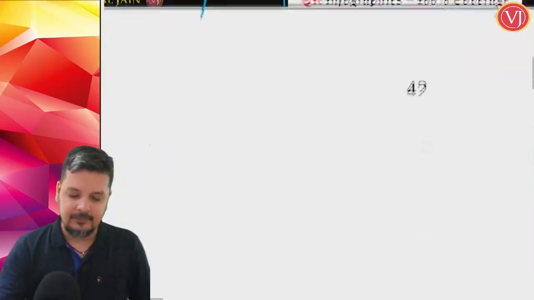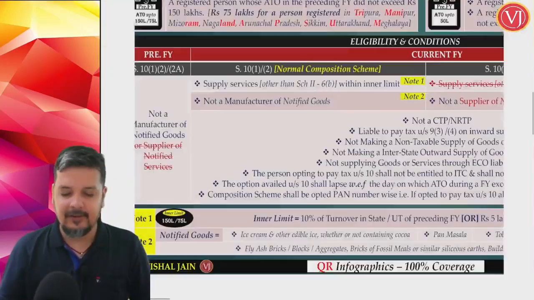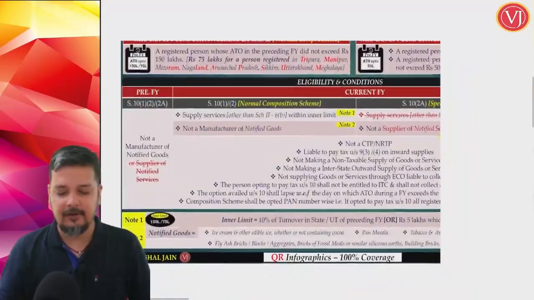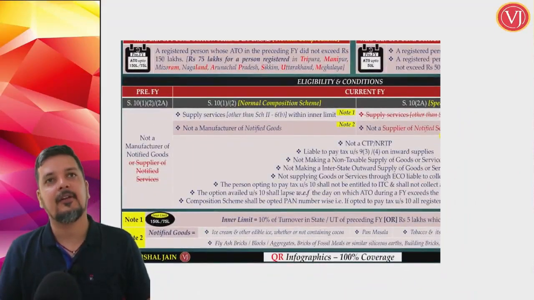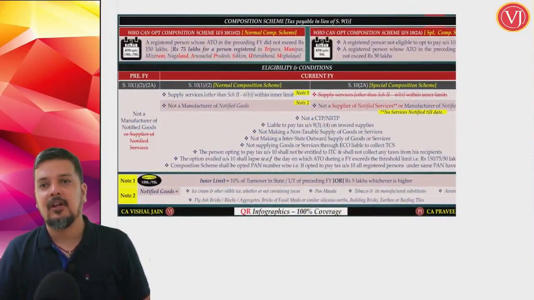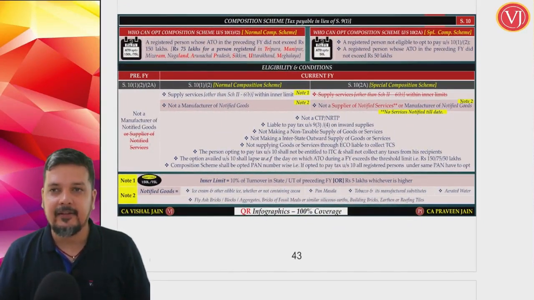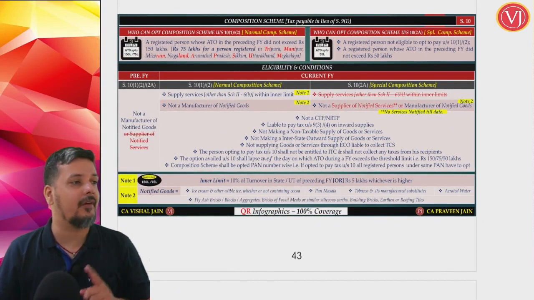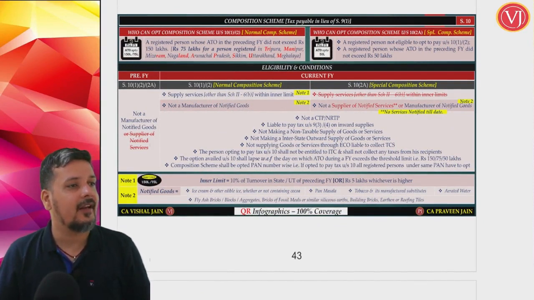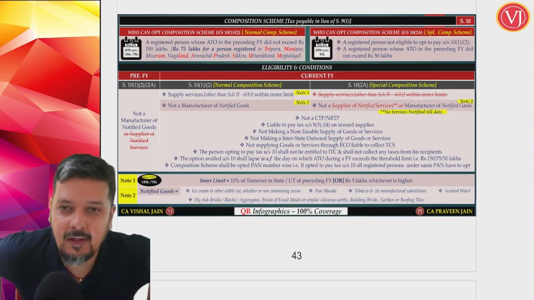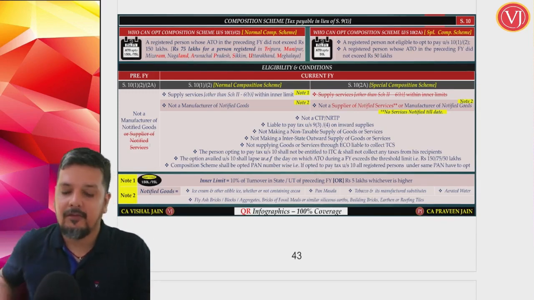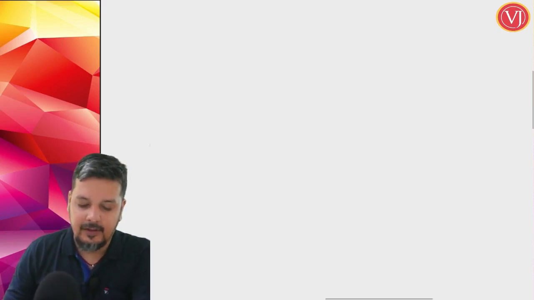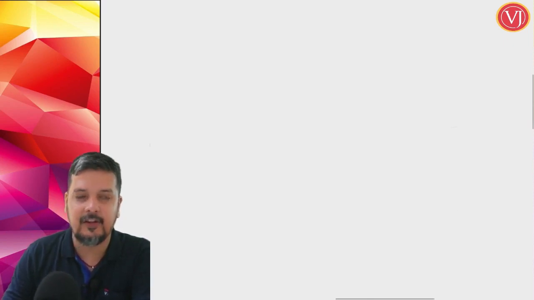Right. Now, other aspects, and the main aspect, is the limit. For registration, for a very small person, there's a limit of 40 lakhs, 20 lakhs and 10 lakhs. Under composition scheme, there's a limit of 150 lakhs, 75 lakhs and 50 lakhs. Now, a similar story that was discussed for very small dealers, we'll discuss it again.